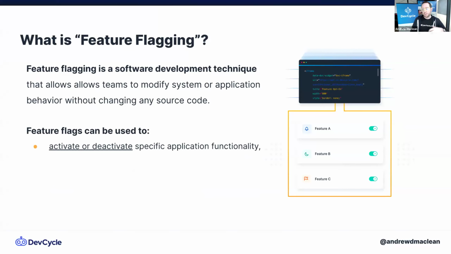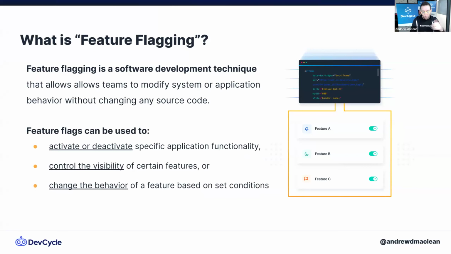They allow you to activate or deactivate specific application functionality, again, without changing that source code. They allow you to control visibility of certain features, or they can actually allow you to change the behavior of a feature based on some set conditions.